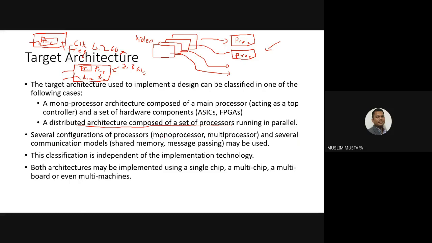Okay, several configurations of processor, monoprocessor and multiprocessor, and several communication models, shared memory and message passing, may be used. I don't want to go into detail on this because this is about the architecture itself, right? If you're using multiprocessor, you need a place where you store data, so you need main memory, and then you need cache. How you're going to increase the performance, all those details. If you have multi-processor, of course the design is going to be complex, that's the challenge, but the result is going to be far better than monoprocessor, right?